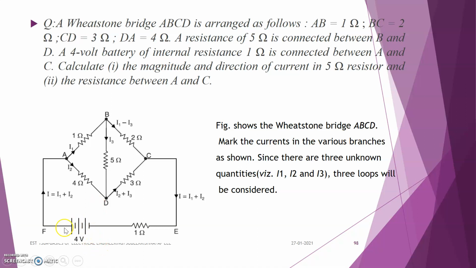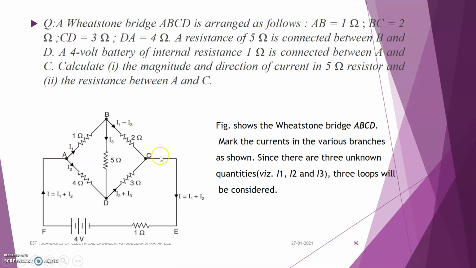A 4-volt battery of internal resistance of 1 ohm is connected between A and C. This is A and this is C. It is connected between A and C, and calculate the magnitude and direction of the current in the 5 ohm resistor. And the second one is the resistance between A and C. What is the resistance between these two terminals?